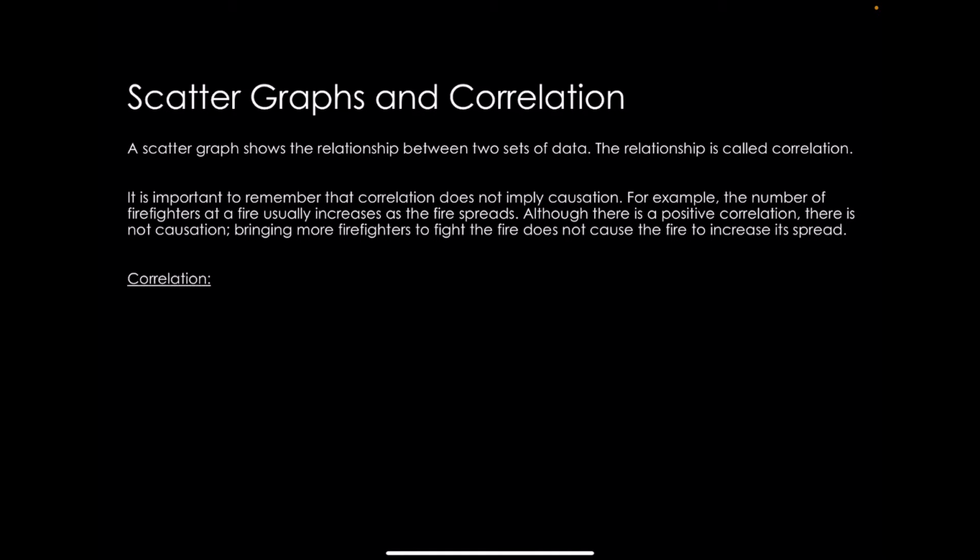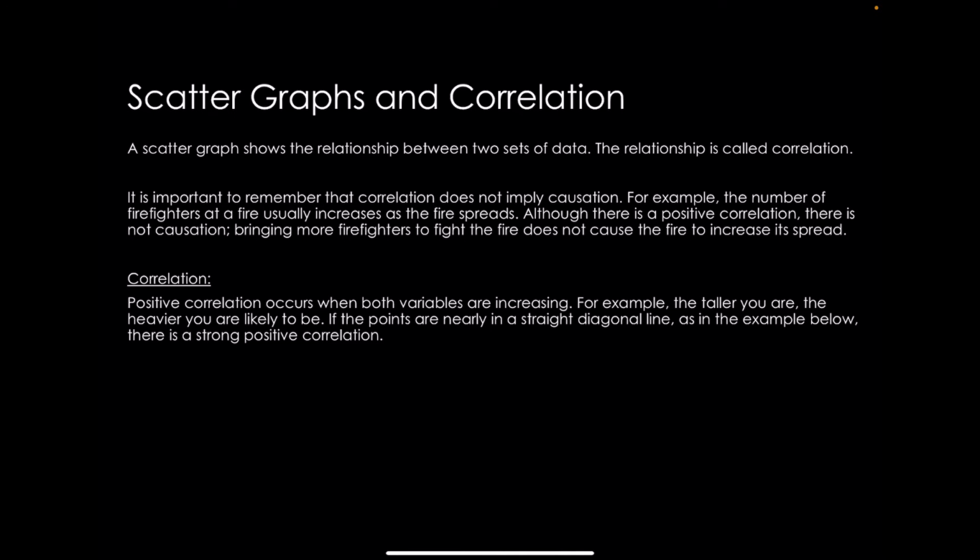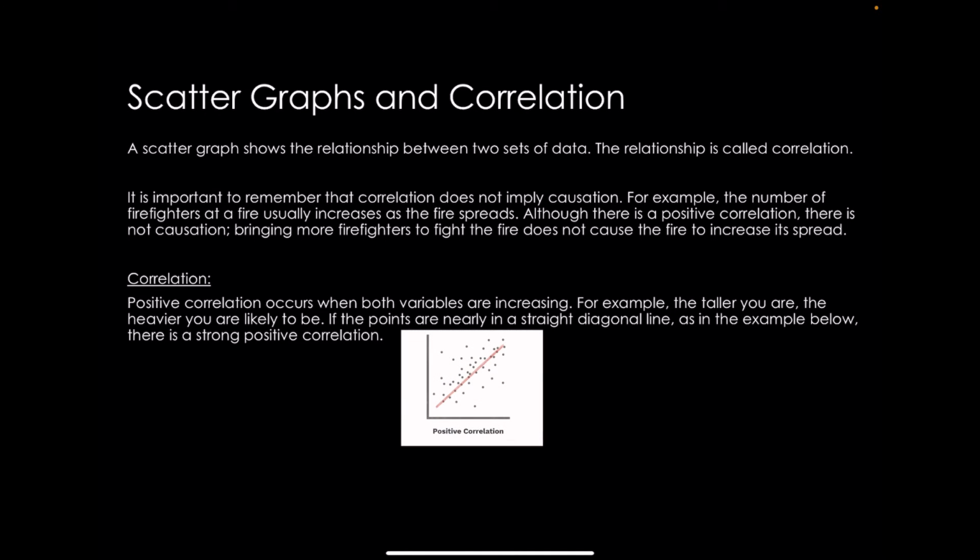Okay? So a positive correlation occurs when both variables are increasing. For example, the taller you are, the heavier you are likely to be. If the points are nearly in a straight diagonal line, a little bit like this example, there is a strong positive correlation. You'll also see examples where it's probably even better than that, and you've got quite a few points that look a bit like this.